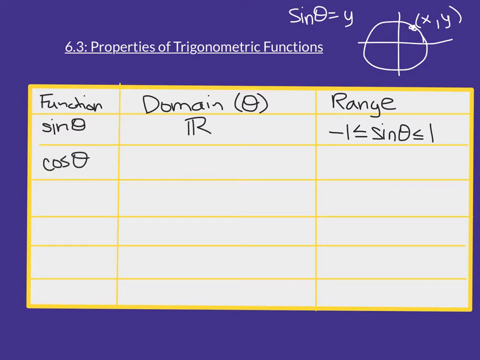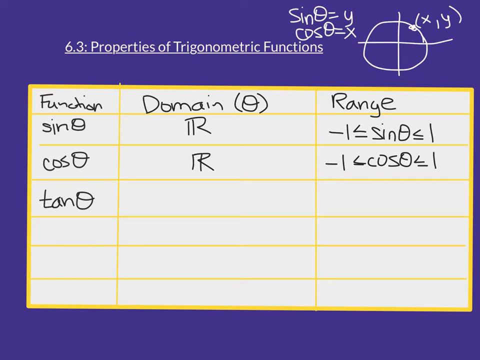The next function I have is cosine, and hopefully you remember that our cosine is equal to all of my x values. So the same exact thing is going to happen. You can have any value for theta, your domain. With your range, your x on the unit circle, your cosine is going to be anything between -1 and 1. These two are really, really important. You should try to remember these. That's going to be one of the things you can just memorize if you want, or definitely have it at the back of your mind.